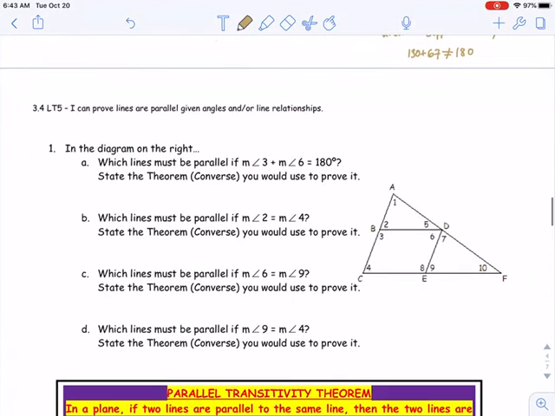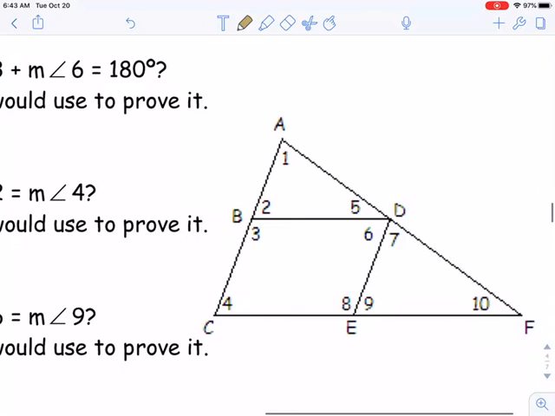All right, some logic problems right here. I really like these logic problems. In the diagram on the right, which lines must be parallel if the measure of angle 3 plus the measure of angle 6 equals 180 degrees? So again, we always have to isolate what we're talking about. We got 3, we got 6. All right, well, they're both hugging this line right here. Let's even do this. All right, I can even extend this line. I can even extend this line.